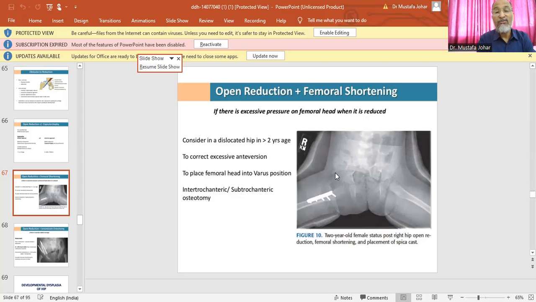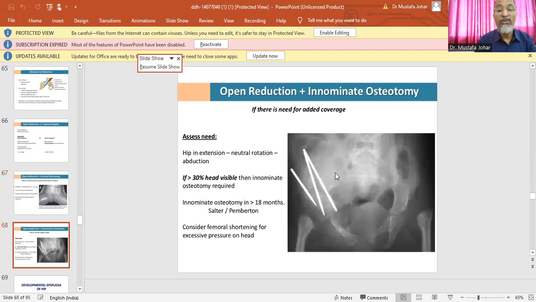You are reducing the length of the femur, and at the same time you are correcting the excessive anteversion of the femoral head. And this can be done by trochanteric or subtrochanteric osteotomy, and then by using a small mini plate and keeping the osteotomy in a good position. Then you have certain other options to correct the problem by doing an innominate osteotomy if there is need for the coverage of the acetabulum.